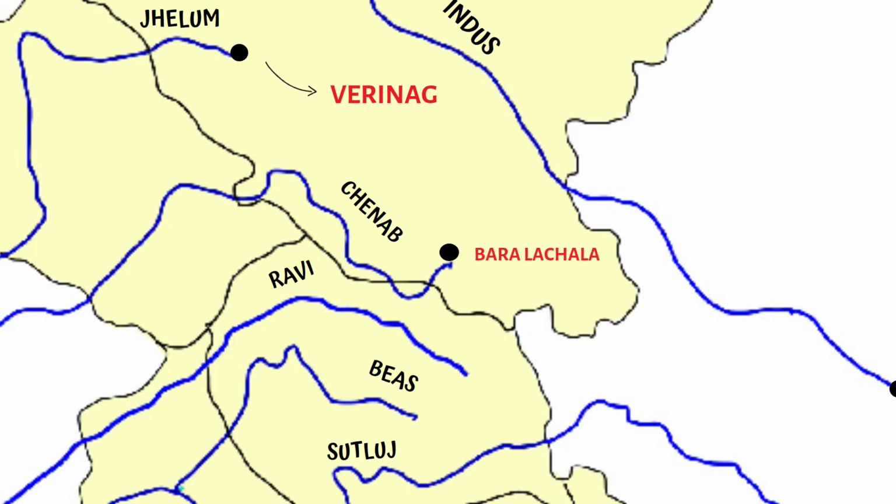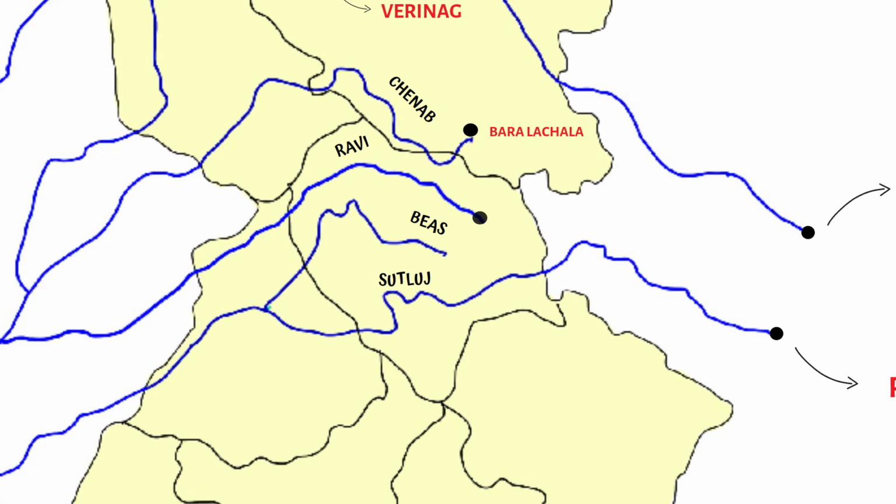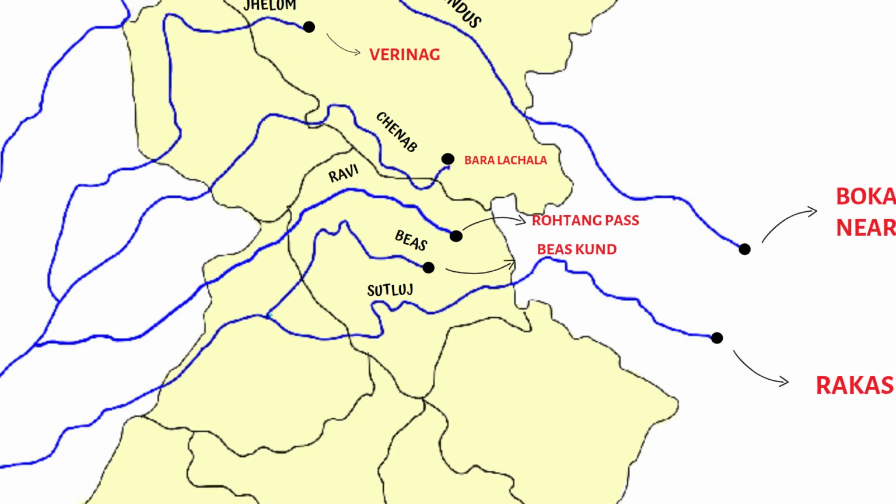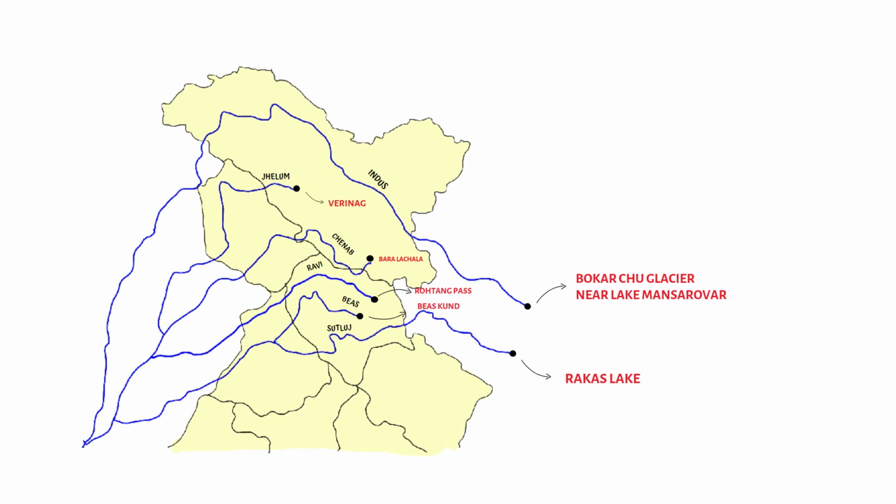River Chenab originates from Baralacha Pass. Ravi River originates from Rohtang Pass. And River Beas originates from Beas Kund, that is also near Rohtang Pass. These are all origins of different rivers in Indus drainage system.